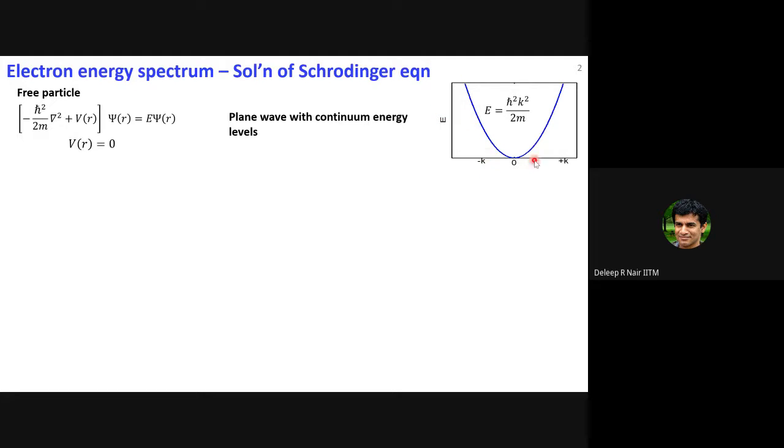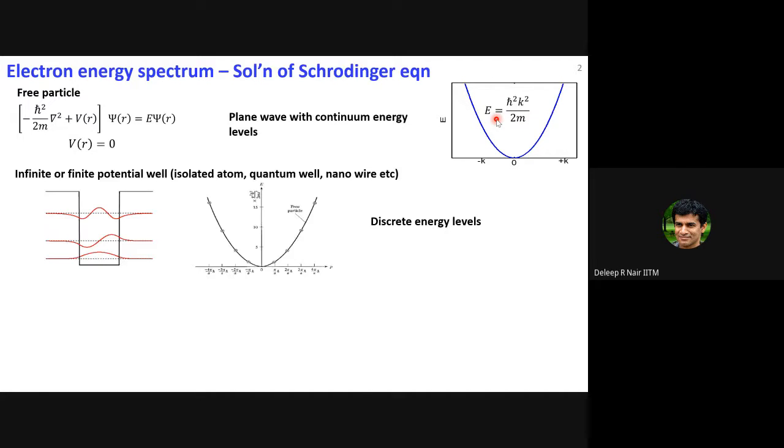For a free particle, it takes the form of E is equal to h cut square k square by 2m. So this is equivalent to E is equal to p square by 2m, where p is the momentum. In quantum mechanics or in crystals, we will see later that momentum can be written as h cut k. So this E-k relationship for a free particle has the form of a parabola. Now let us take the case of an electron which is bound inside a potential well. So the potential well could be infinite or finite.